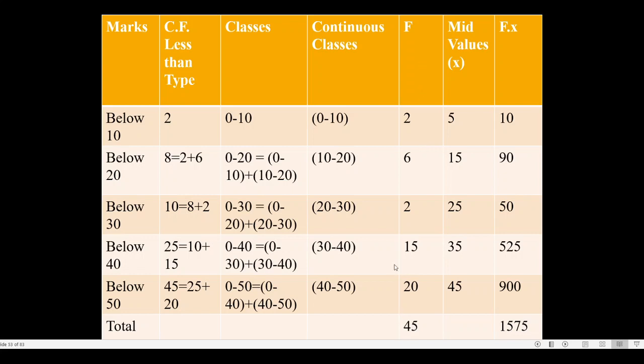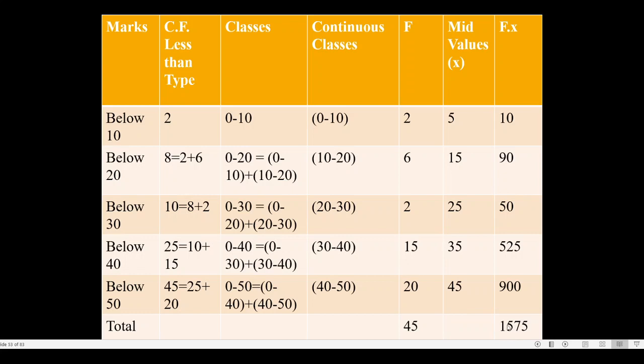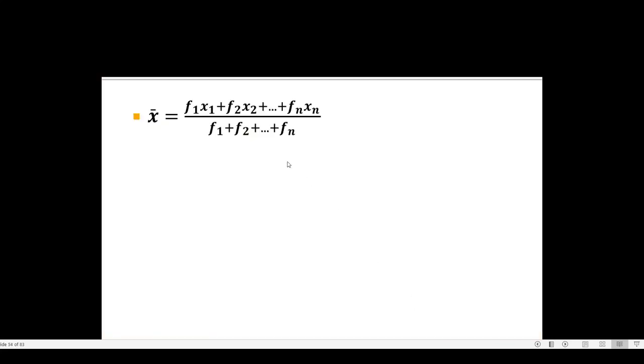We know the formula of arithmetic mean, which is summation fi into xi upon summation fi. Summation fx is 1575. We use this value here, 1575 divided by summation f. Summation f is 45. Therefore, our value of mean is 1575 upon 45, and this is equal to 35. This is our final answer.